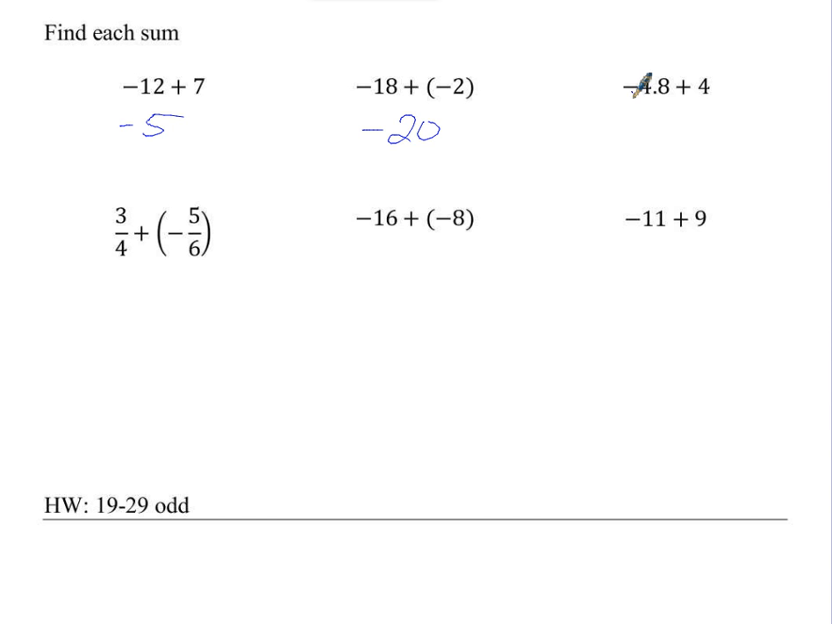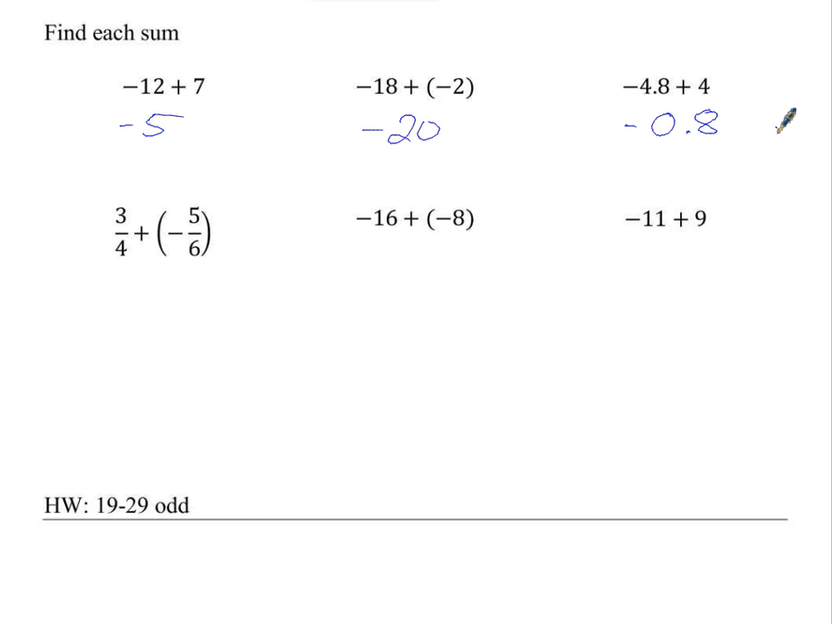Here we have negative 4.8 plus 4. Negative 4.8 is bigger than the 4 there, and they have opposite signs, so I'm going to take these two numbers and subtract them. 4.8 is bigger than 4. When I subtract them, I get, hopefully you're thinking 0.8. And then I'm going to keep the sign of the bigger number, which in this case was negative. So the answer is negative 0.8.